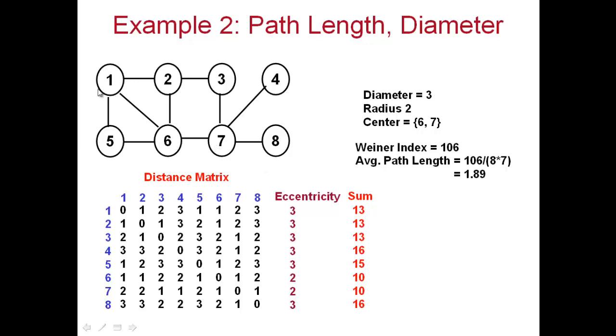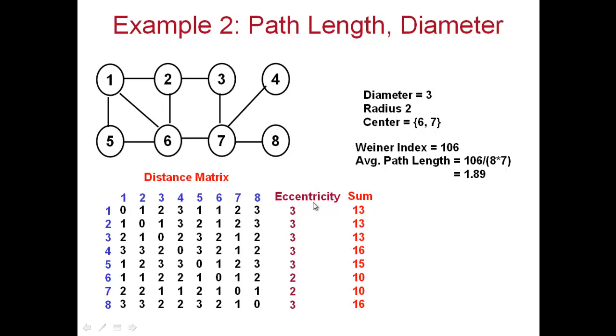So if you run breadth first search starting from 1, you can get all these values for path length. Similarly, if you run breadth first search from the other vertices, you will be able to find the path length from that vertex to the rest of the vertices. So that gives you a distance matrix.